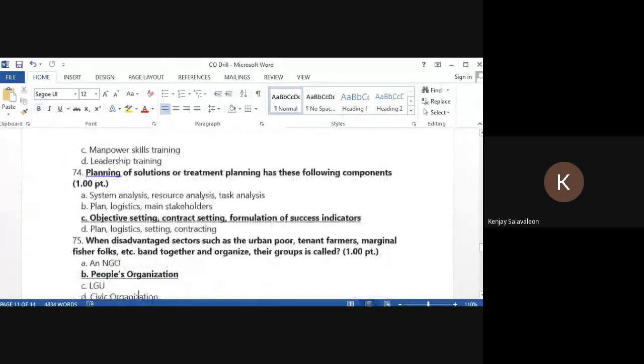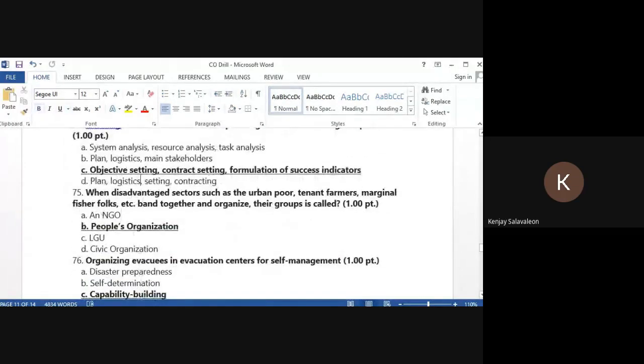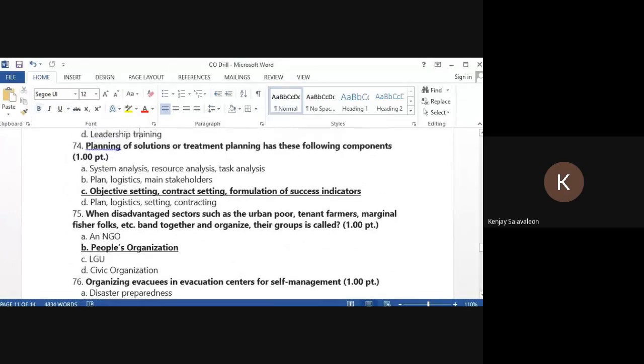Planning. Naririnig niyo yung video? Naririnig niyo? Okay.